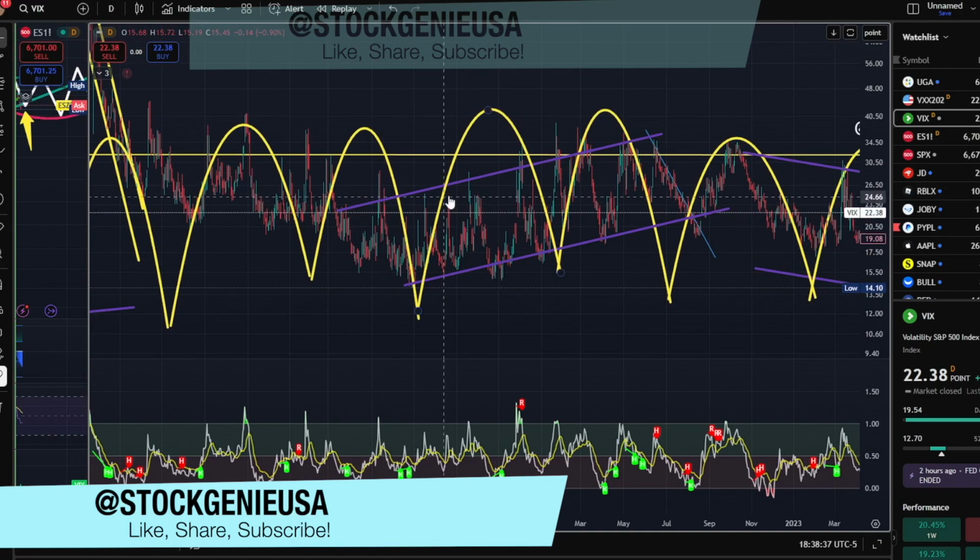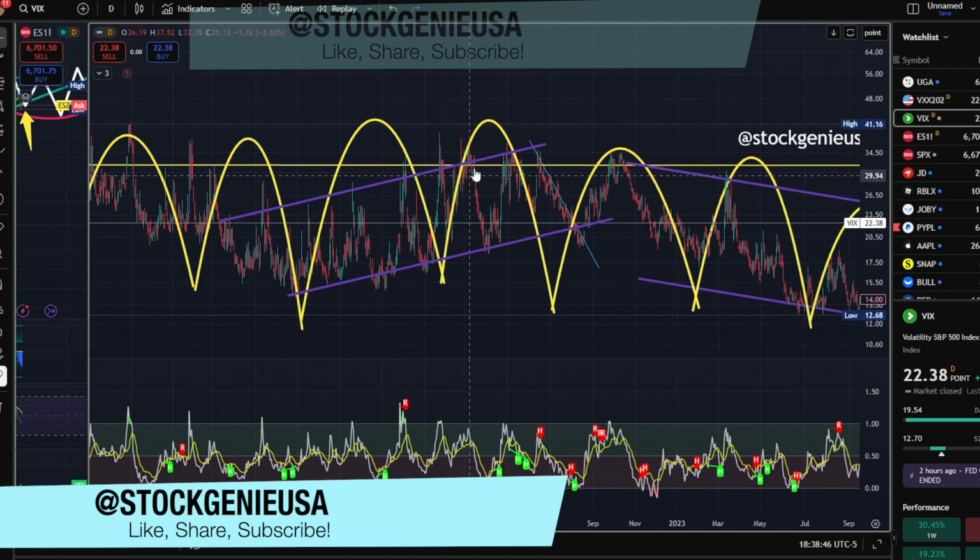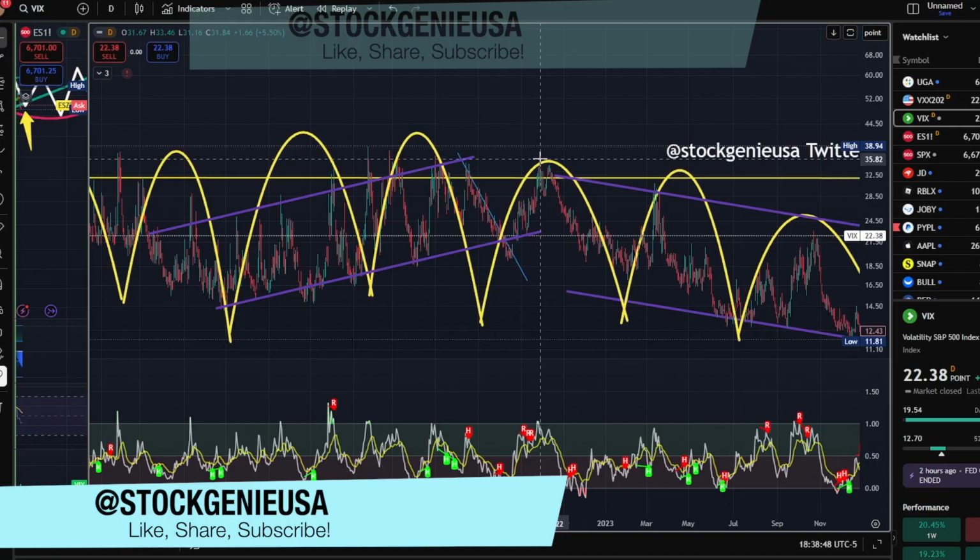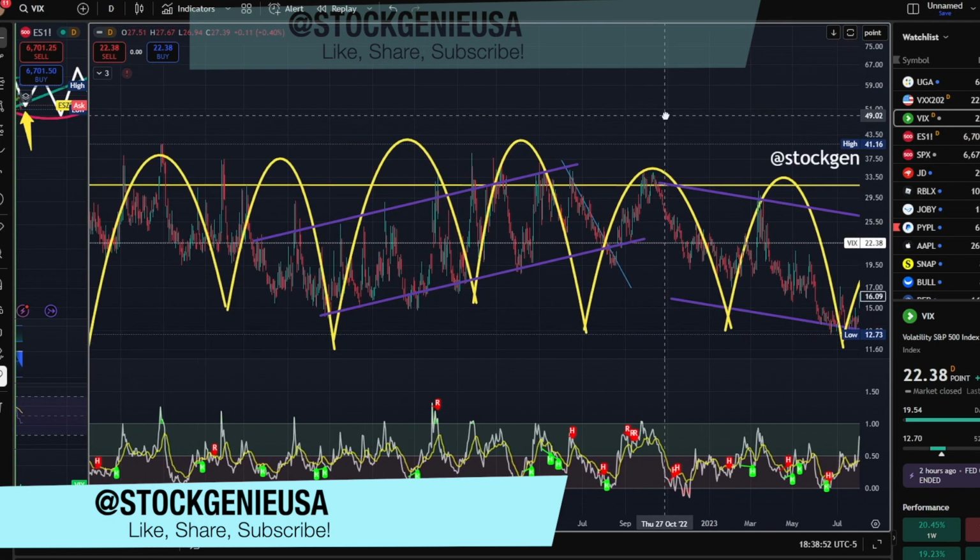So here you can see how the VIX was trending upwards inside a channel. The lows came in at the end of these cycle arcs. Some of them are stronger, some are weaker, some go higher, some go lower, but that's not the point.